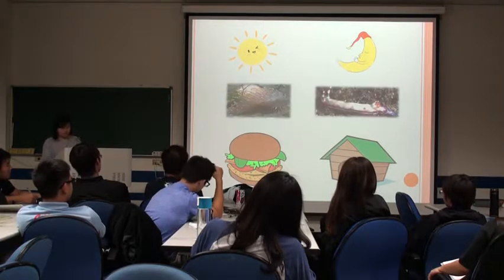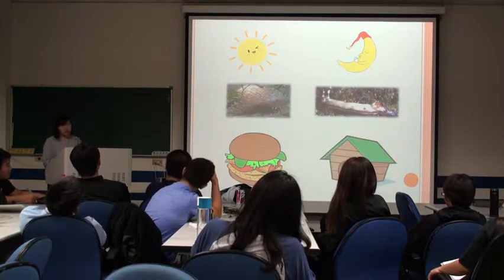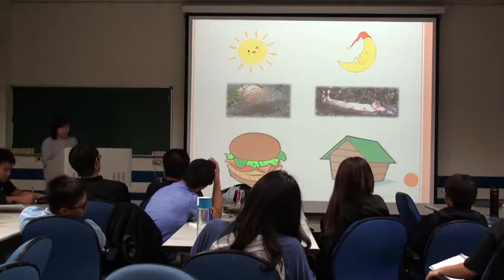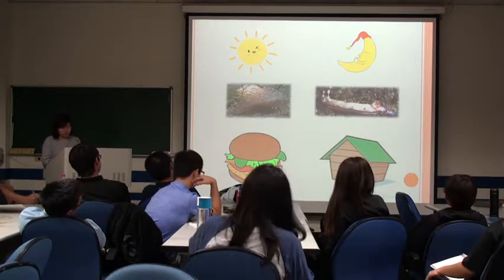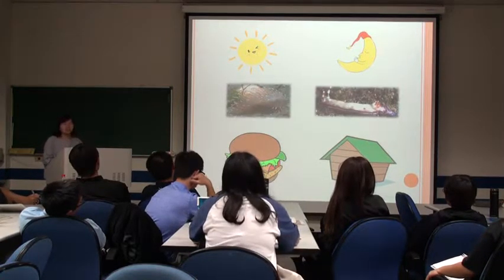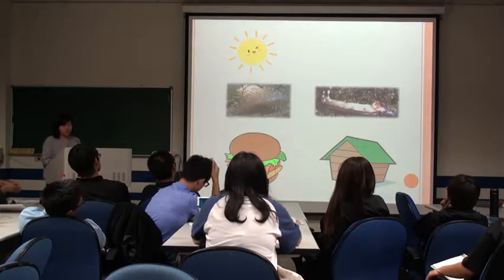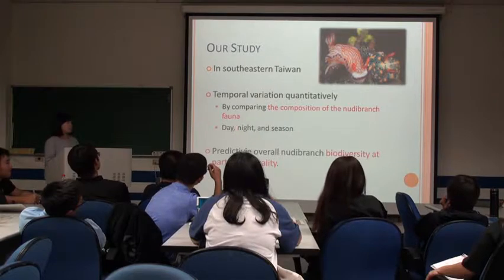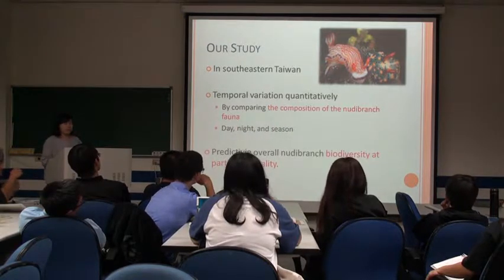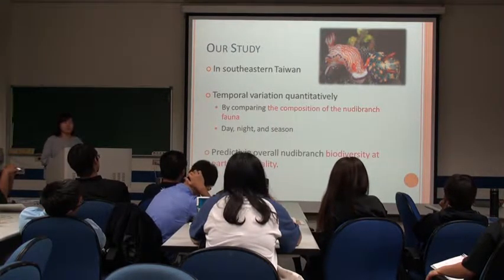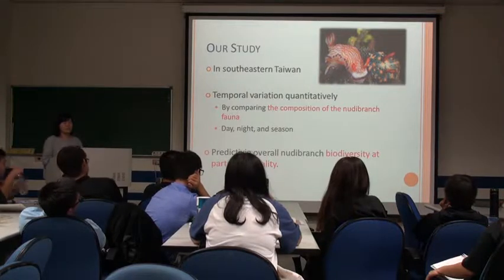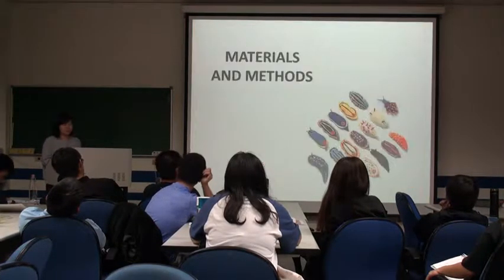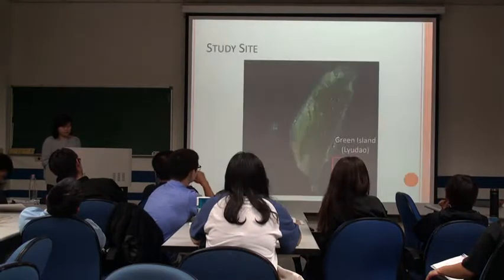This observation tells us that there is diel variation that affects the biodiversity and abundance. But many studies often neglect the nighttime survey. So, in our study, we compare the day and the night and predict overall Nudibranch biodiversity at a particular location in southeastern Taiwan.